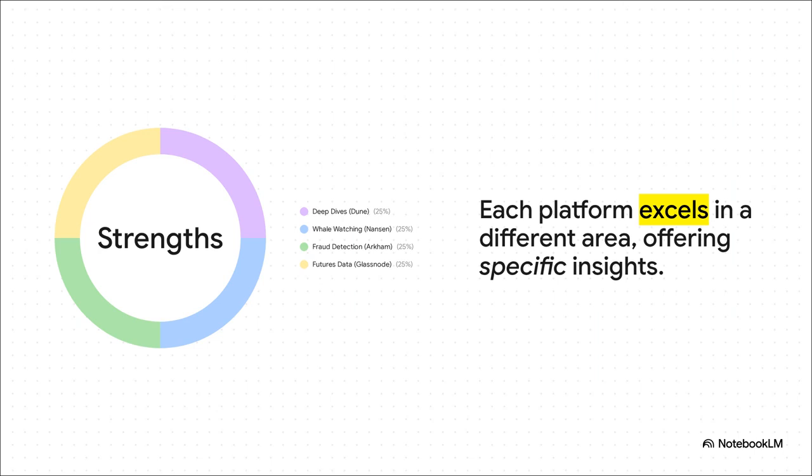Think of it like a toolkit. Dune is for your custom deep dives. Nansen is for your whale watching. Arkham is your go-to for sniffing out fraud. And Glassnode is where you look for futures data. Each one has its own special power.